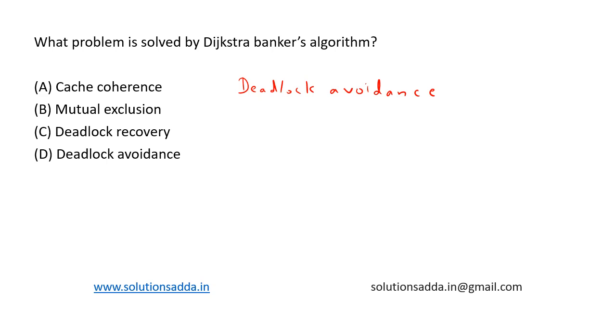The Banker's algorithm, also referred to as the detection algorithm, is a resource allocation and deadlock avoidance algorithm developed by Dijkstra. It tests for the safety of allocating resources by simulating the allocation of predetermined maximum possible amount of resources for a particular number of processes. It ensures that deadlock will never occur. So, the problem which is solved by Dijkstra's Banker's algorithm is option D, deadlock avoidance.